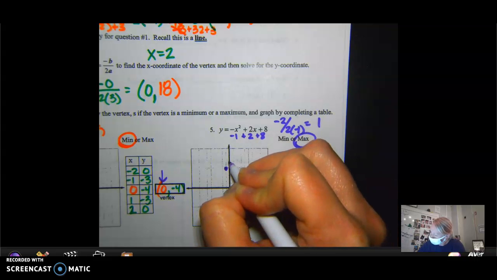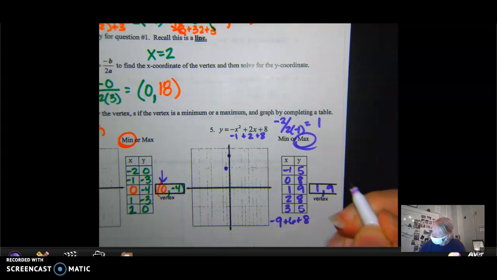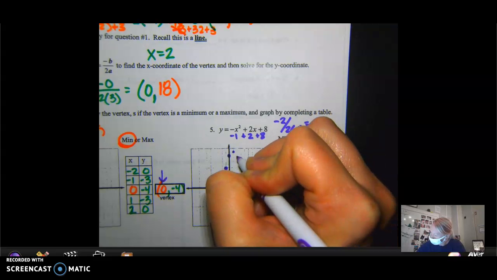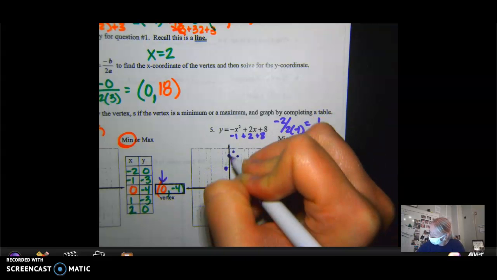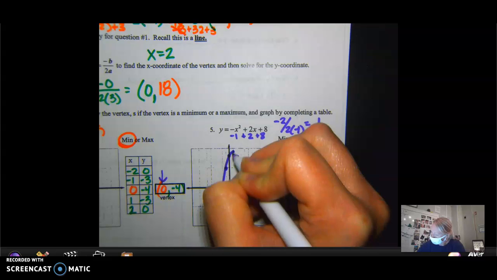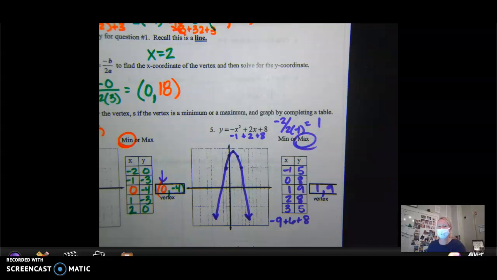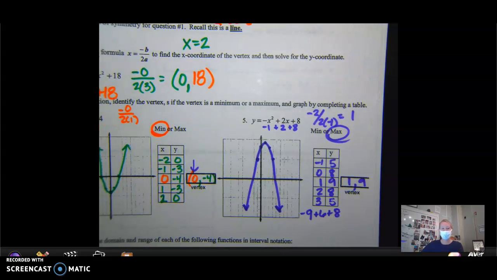0, 8. 1, 9. And then there's my parabola. Any questions so far? Okay.